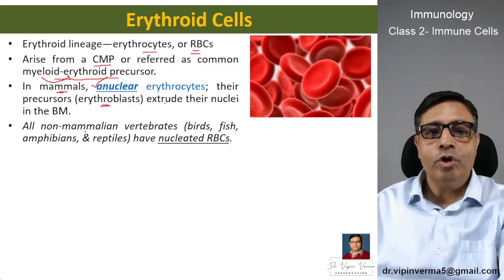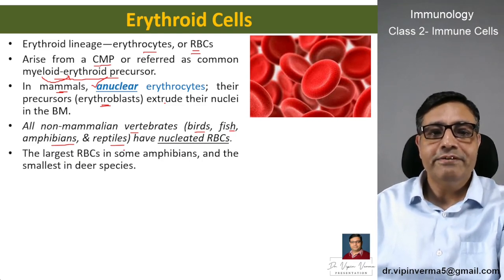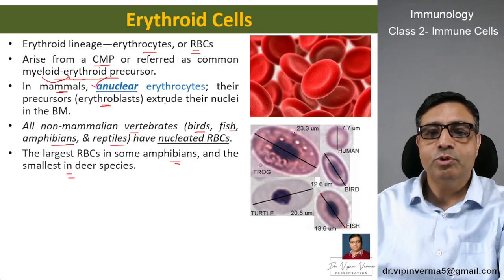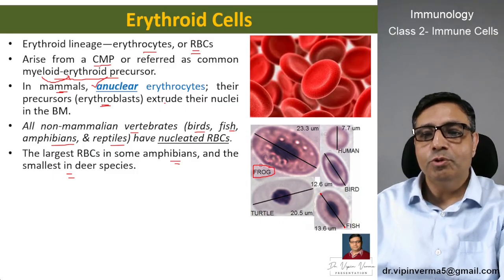But in all non-mammalian vertebrates, for example in birds, fish, amphibians and reptiles, we have seen the nucleated RBCs. So their RBCs are the nucleated ones. The largest RBCs are in some amphibians, while the smallest ones are in the deer species. So here you can see in case of frog, which is an amphibian, you can see here the RBC, which is the largest. Okay, but we don't have here for the deer, but you can see the comparable sizes.